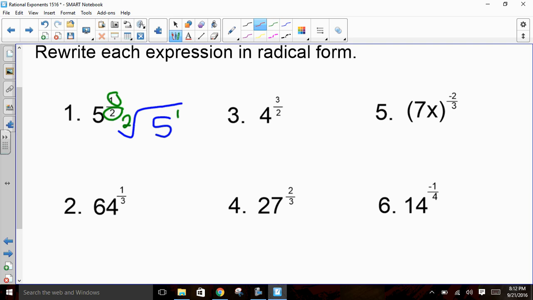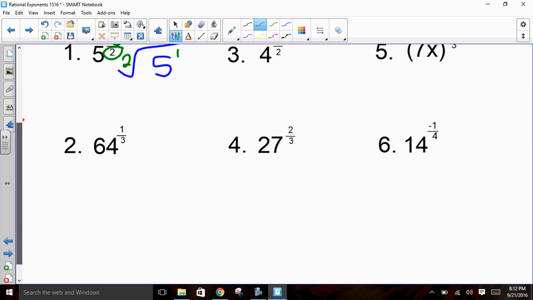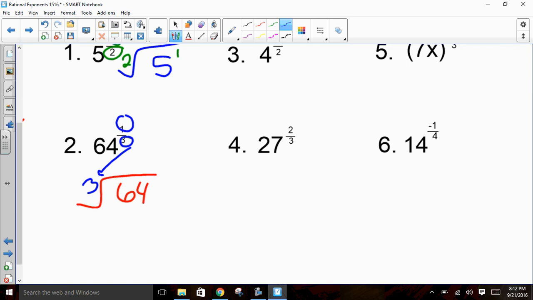Let's take a look at number 2. I start with my radical sign, the 64 underneath. I have that 3 on the denominator, so it's going to be the third root, or the cube root. Again, that 1's the numerator, so it becomes that power.